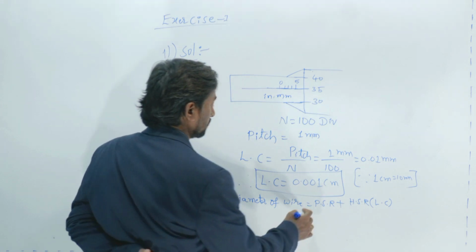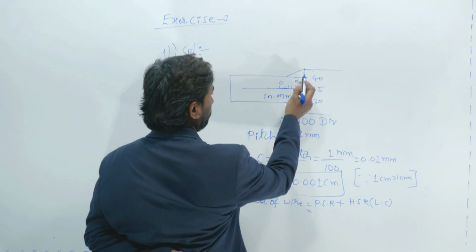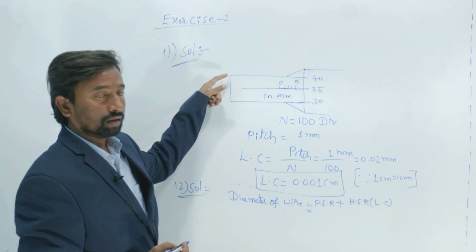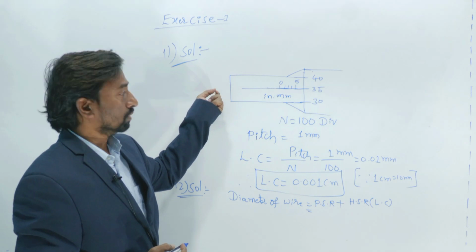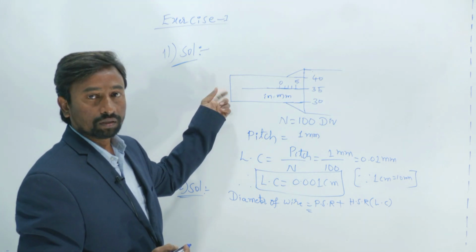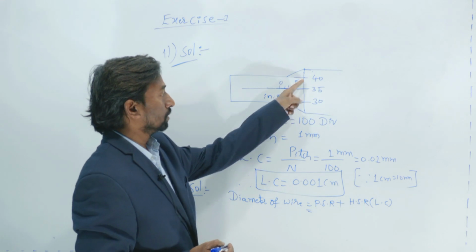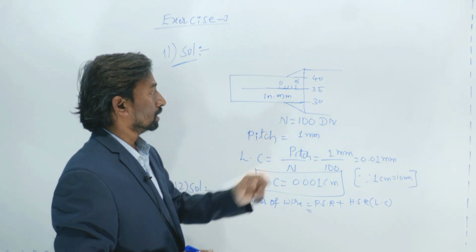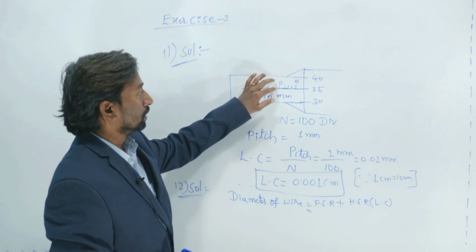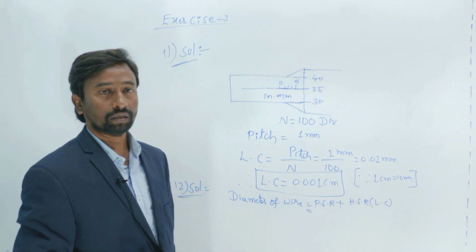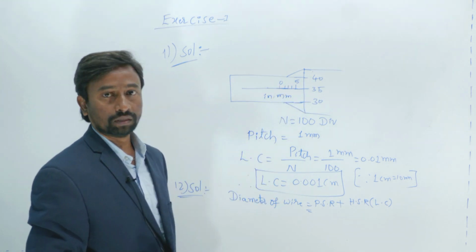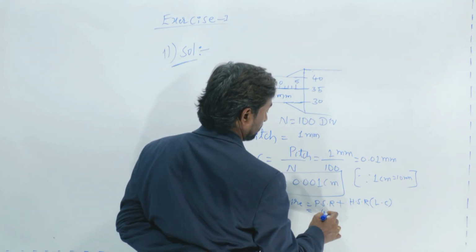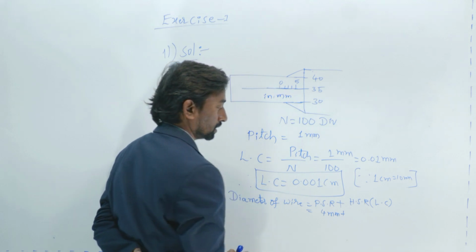Now, how can we find the PSR? We have to see how many divisions are visible after the wire is adjusted in the studs of the screw gauge. We have to leave the first division and count the remaining divisions. So 1, 2, 3, 4. The fourth division is coinciding. So we can write 4 mm plus HSR.